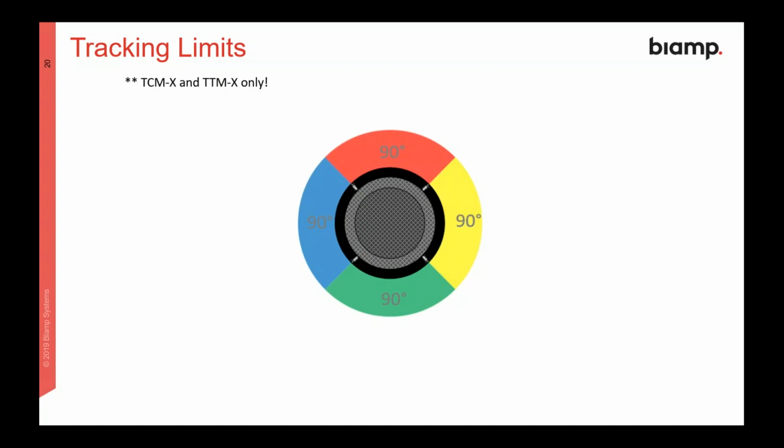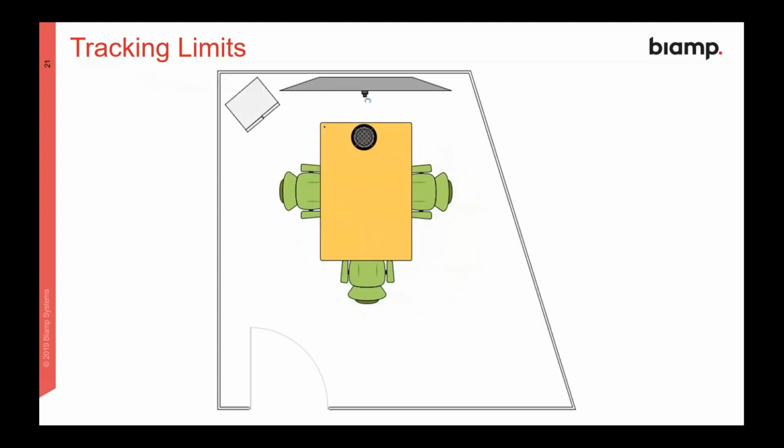So with the TCMX and TTMX, we added the ability to turn off a certain area of that tracking. And again, this does not apply to the TCM1. So you have to have one of the TCMX or TTMX microphones. But in a case like this, we have a small huddle room, and we want everybody seated at the table. This table's up against close to the wall, and nobody's going to sit up against the wall. So what we want to do is turn off this area that's facing the display.